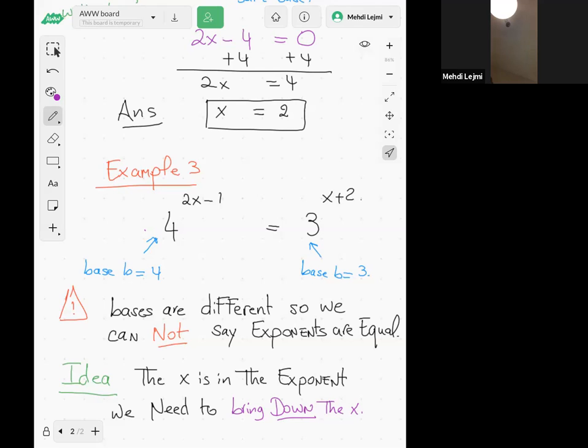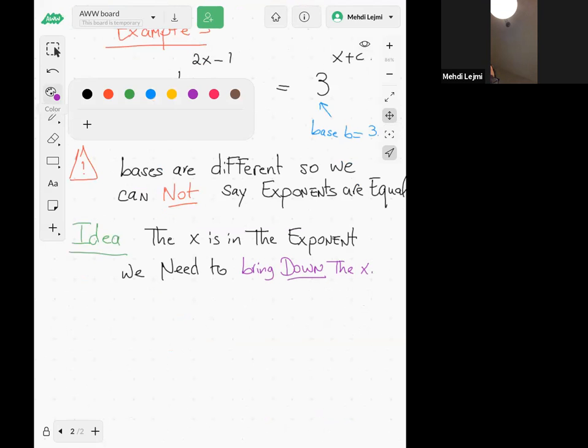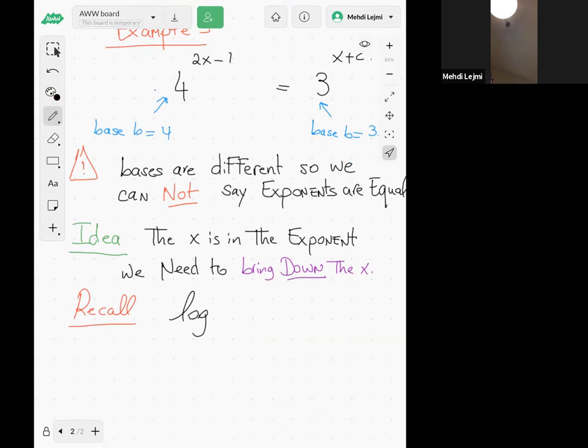So how do we bring down the x from the exponent? Well, the idea is to use one of the properties of the log. Remember, if you have log in some base b of x to the power a, then you can put your power a in front of the log. So this would be a times log in base b of x. We're going to apply exactly this formula to our equation.